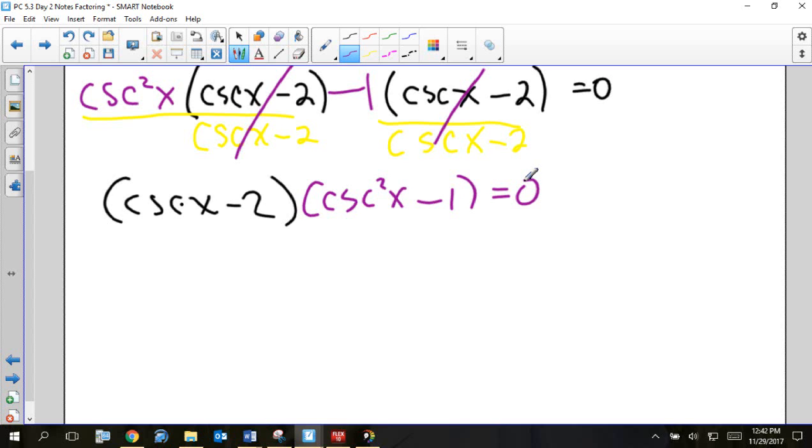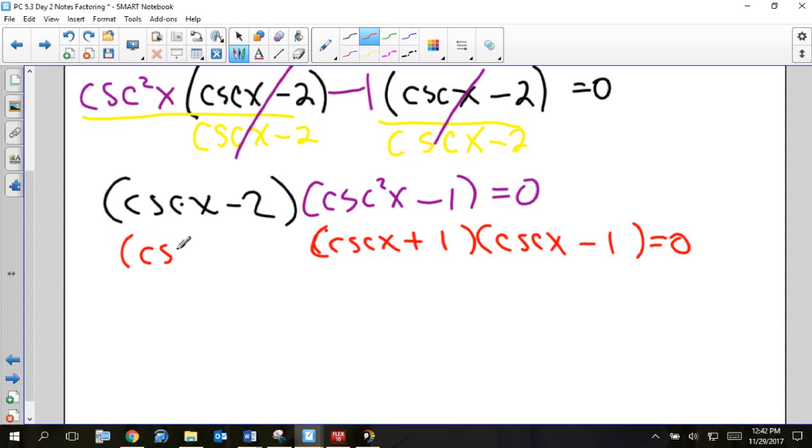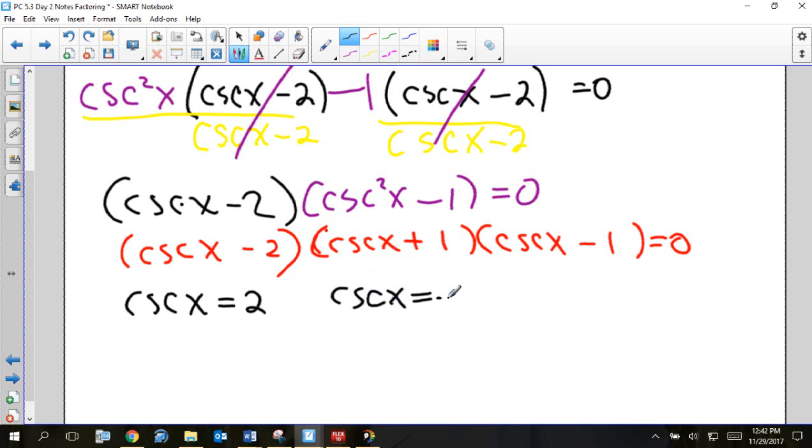Can anything factor further? Yes. That second parenthesis in factoring, what is this called? These are difference of squares, difference of two squares. So this is cosecant x plus 1 and cosecant x minus 1. And then I'll bring down cosecant x minus 2. We have three factors. We'll set each of them equal to 0. Let's solve each of these.